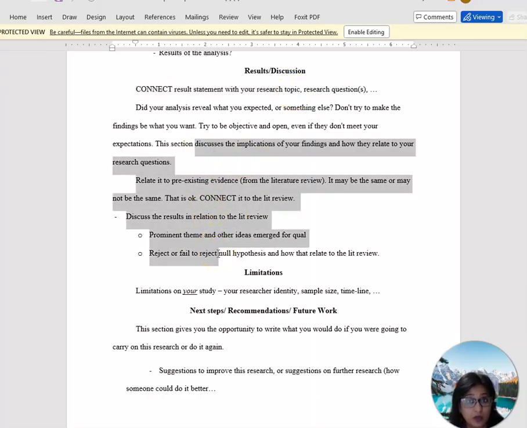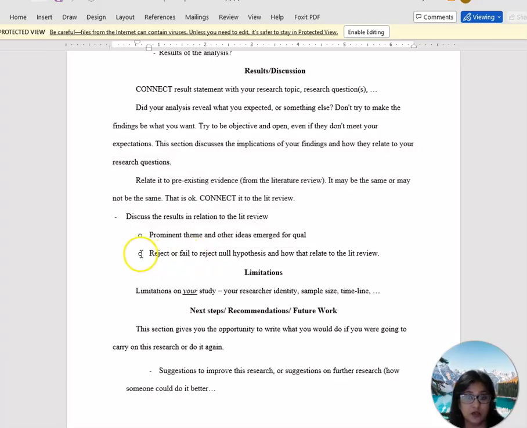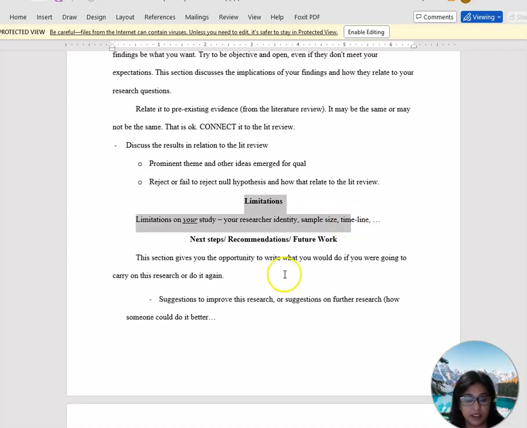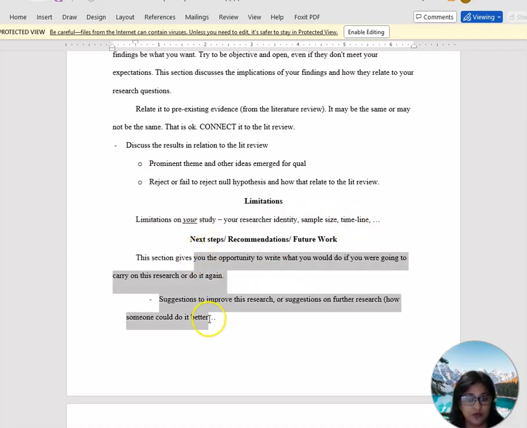If you have only a qualitative study and you do not have anything about the null hypothesis, which is totally okay, then what are the themes generated and what conclusion do those themes bring out? That is the section that goes here. These are your limitations and then your future work.